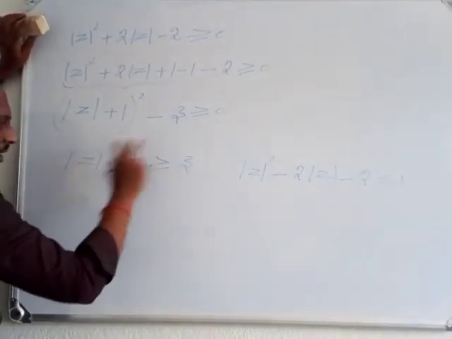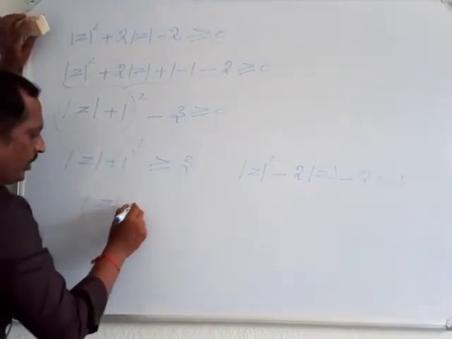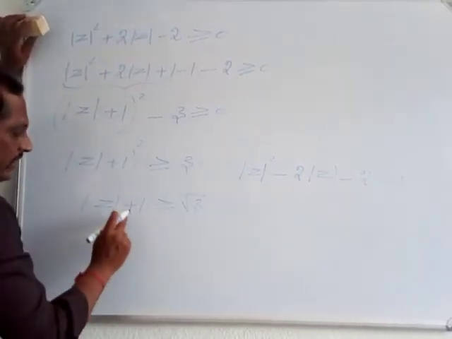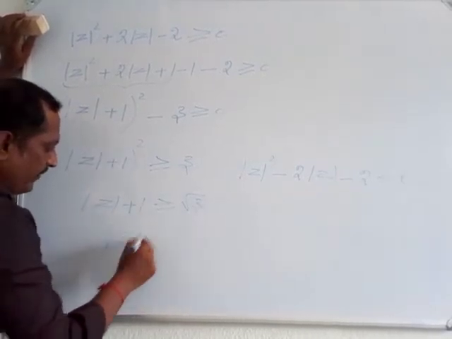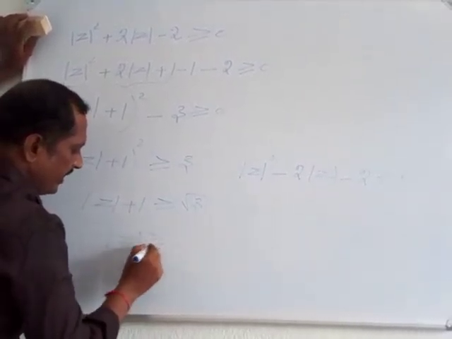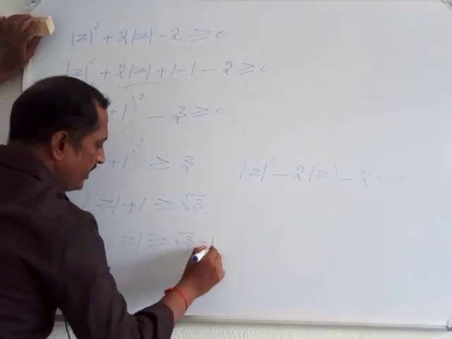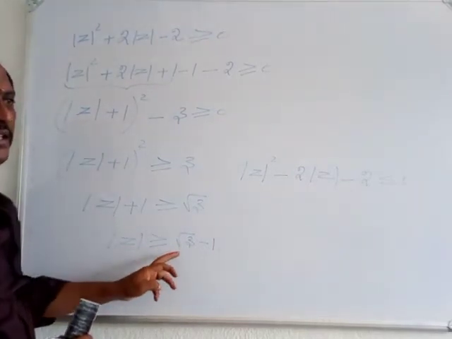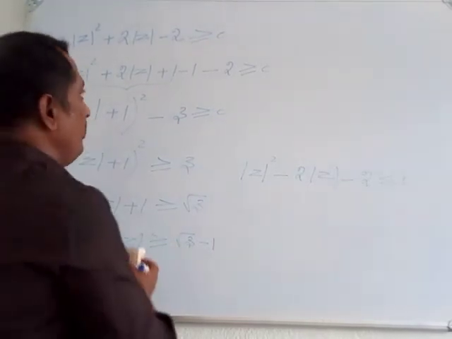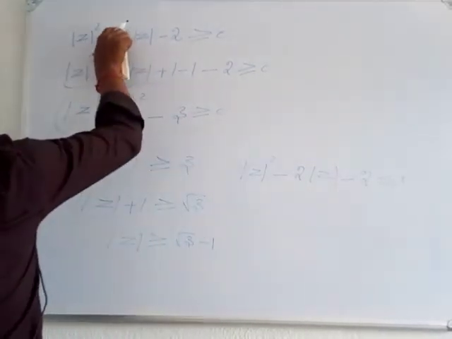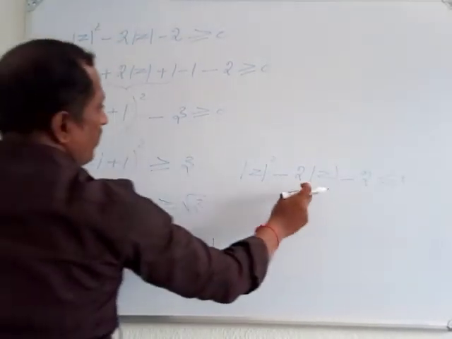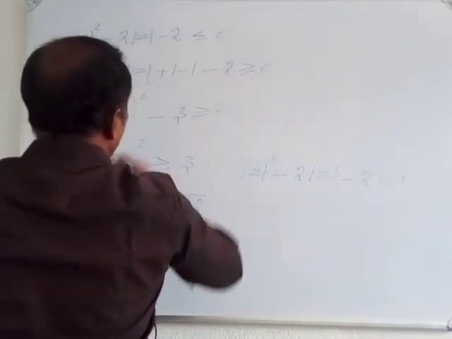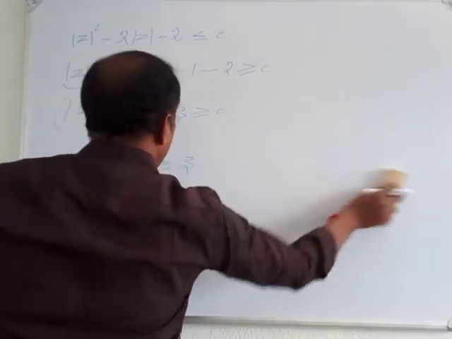The whole square is coming. Taking root on both sides, we get modulus of z plus 1 is greater than or equal to root 3. This plus 1 goes to the right side: modulus of z is greater than or equal to root 3 minus 1. This is the least value. Modulus of z is greater than or equal to means this is the least value. And using the second concept, the second concept is modulus of z square minus 2 times modulus of z minus 2 is less than or equal to 0 is given. This is the second concept, right?